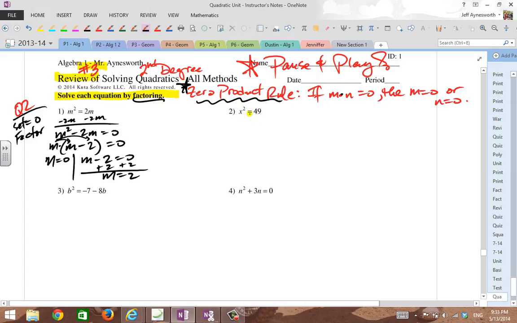Now this one here can be solved many different ways, but in number 2, if we subtract 49 and set it equal to 0, we can solve it by factoring. We get x squared minus 49 equals 0. There's no GCF here, but we can play the game. What two numbers multiply to negative 49 and add to 0? There's no middle term here, guys. The middle term has to be 0. Well, that's negative 7 times positive 7.